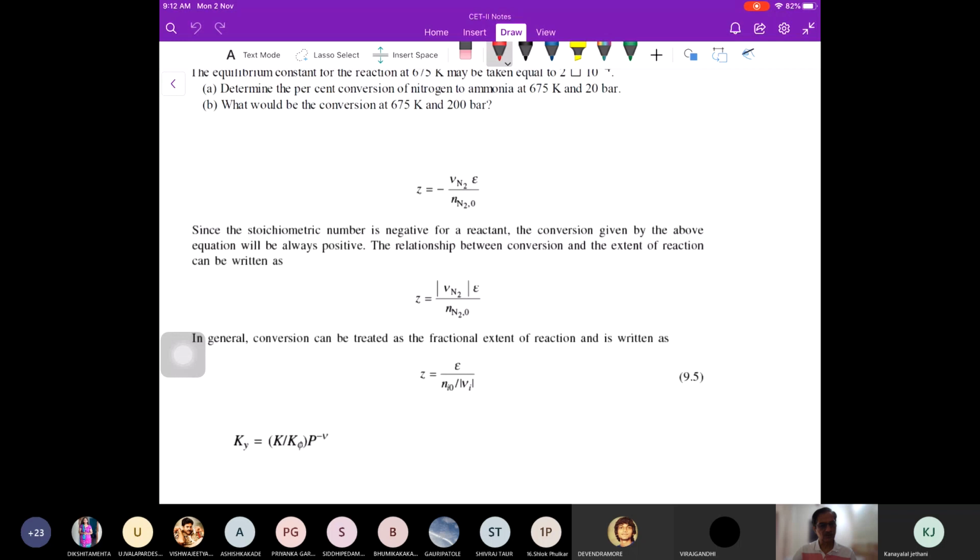So we can use this equation, Ky is equal to K upon K phi into P raised to the power of minus nu, and find out the value of epsilon. Once you find the value of epsilon, you can find the value of Z. Did everyone understand?